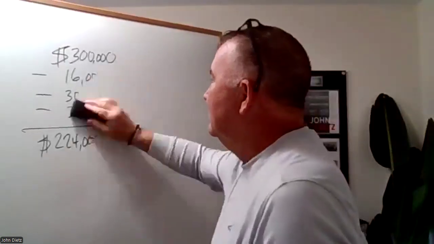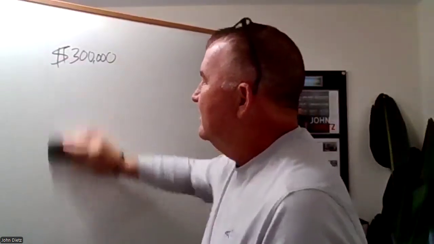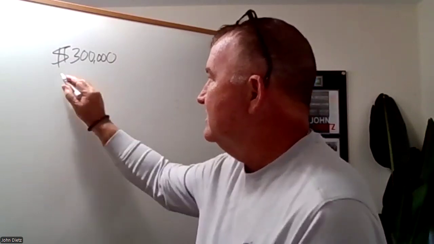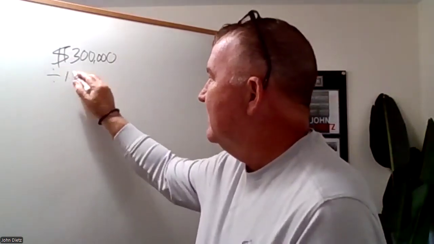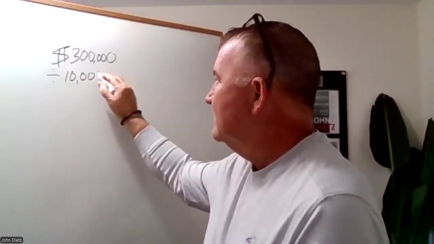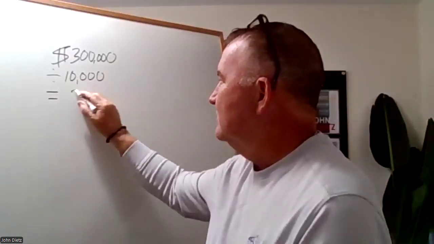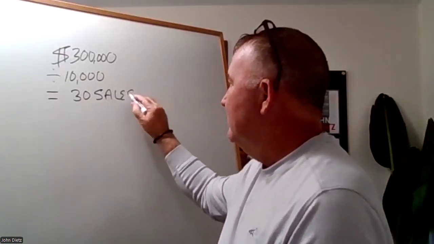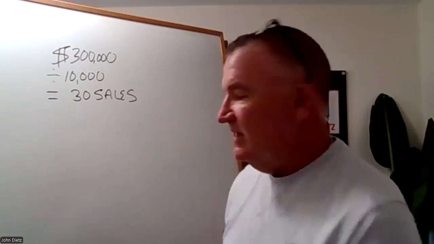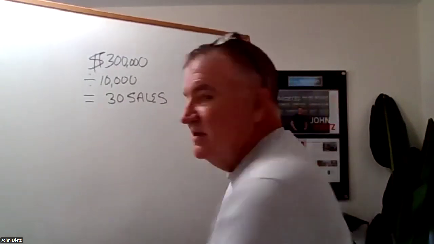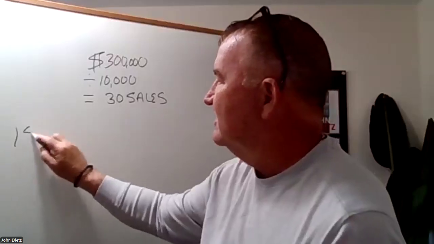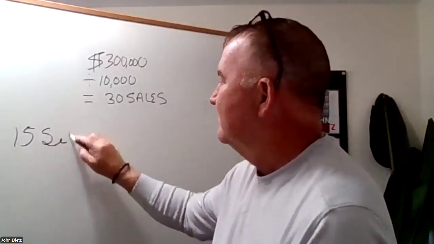All right, now the next question is, what do we need to do in order to earn a gross income of $300,000? Well, if my average commission is $10,000, that means I'm going to have to close 30 sales. And if 50% of my business is seller listings, let me make sure this is on the board. That means I'm going to have to close 15 sellers.